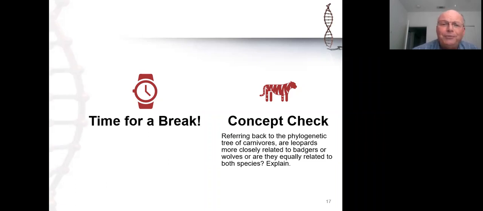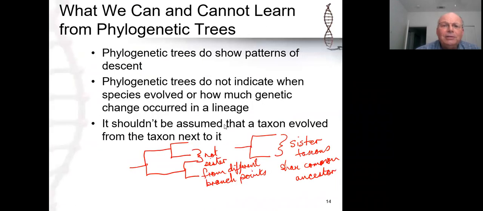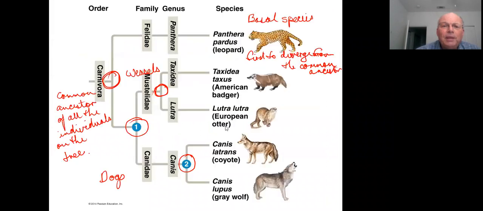Anyway, referring back to the phylogenetic tree of carnivores, are leopards more closely related to badgers or wolves, or are they equally related to both species? Explain the answer. So let's go back and take a look at that phylogeny for a moment. So here's the phylogeny. Here's leopards. Here are badgers and wolves. Are panthers more closely related to badgers or wolves, or are they equally related to both?